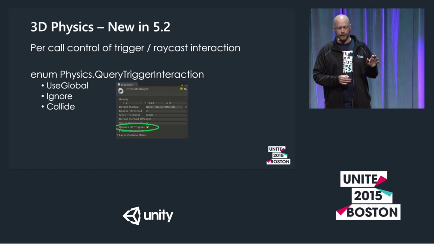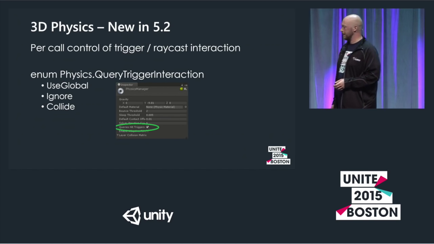By default, it uses the global value in the physics manager, the query hit triggers, which was the old raycast hit triggers value. And now you can just say, no, let's ignore it, or let's collide with that.